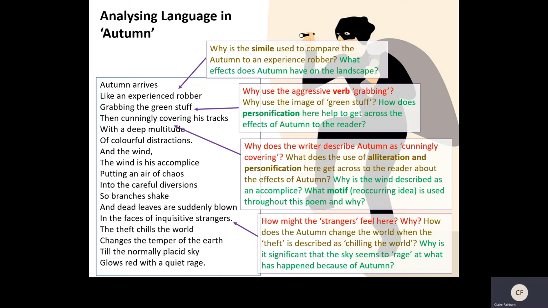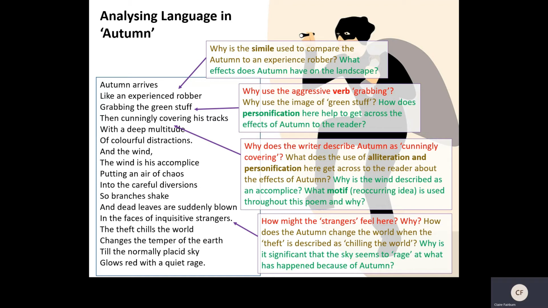And the wind is his accomplice, putting an air of chaos into the careful diversions so branches shake and dead leaves are suddenly blown in the faces of inquisitive strangers. The theft chills the world, changes the temper of the earth, till the normally placid sky glows red with a quiet rage. Okay, just hearing the tone of my voice and some of the language there, you'll be able to really see how autumn is being described.